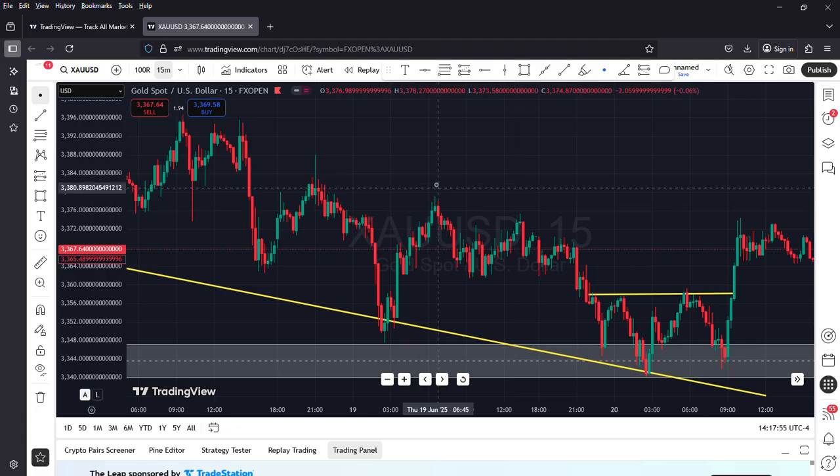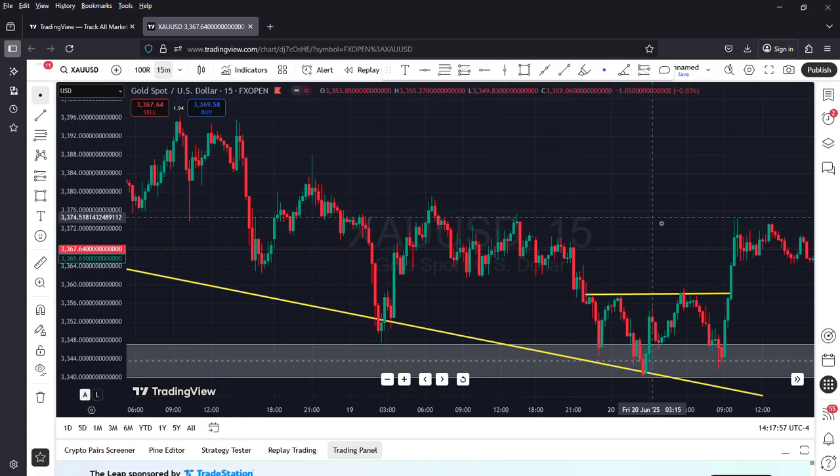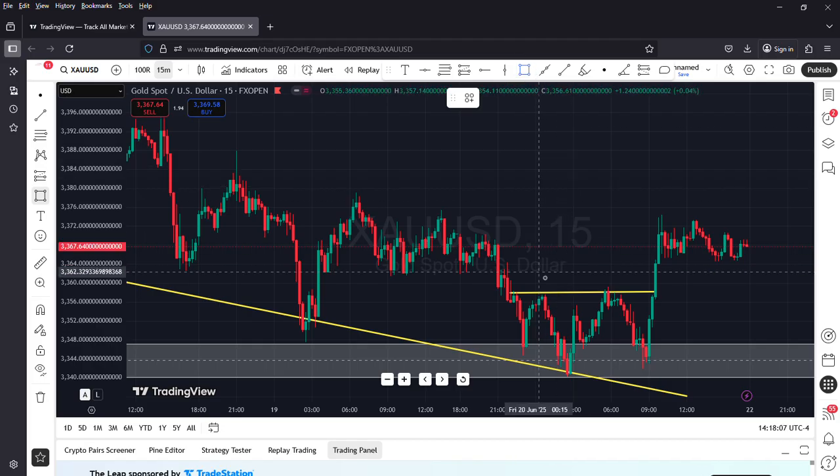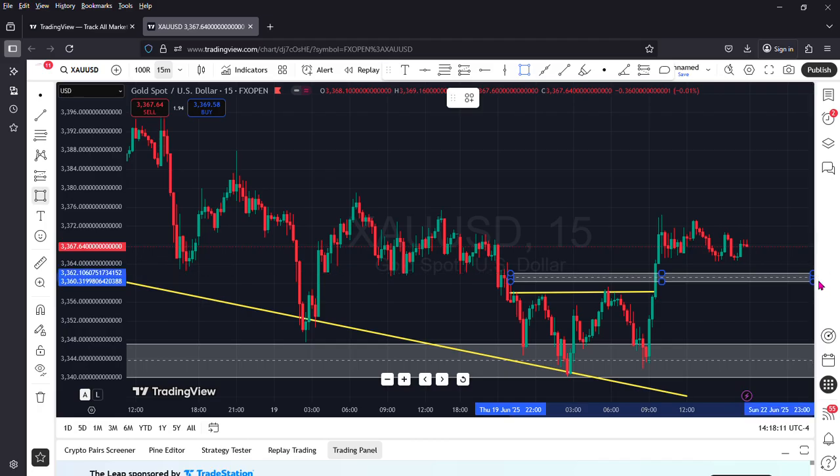Now another area we are looking at, this is the area we are looking to buy from. So we can map it like a zone. This is the area we are looking to buy from.